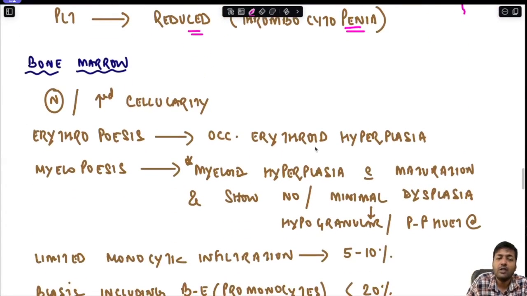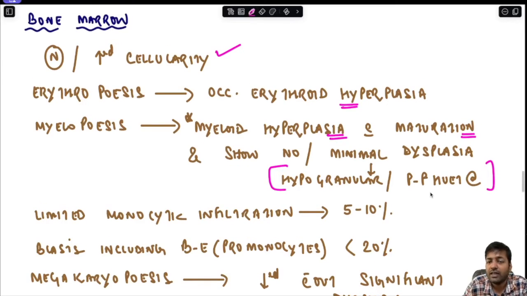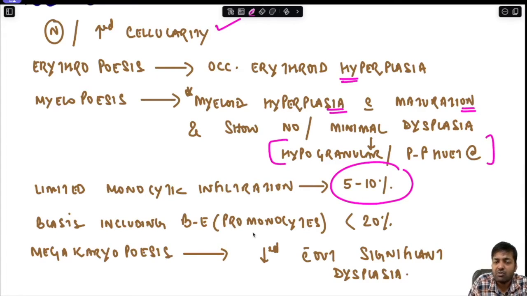Coming to the bone marrow, there is normal or increased cellularity. In erythropoiesis, there can be occasional erythroid hyperplasia, but the characteristic feature that you have to see is that there is a myeloid hyperplasia with maturation, and they show no or minimal dysplasia, especially hypogranular myeloid cells, or showing pseudo-Pelger-Huet anomalies. Now limited monocytic infiltration is there, 5 to 10% of the cells in the bone marrow are monocytes, and blasts, including the blast equivalent, that is the promonocytes, account for less than 20% of all the cells, so blasts are not increased.